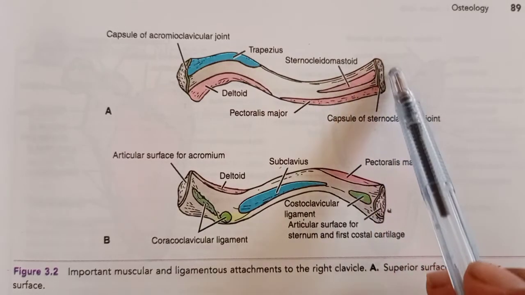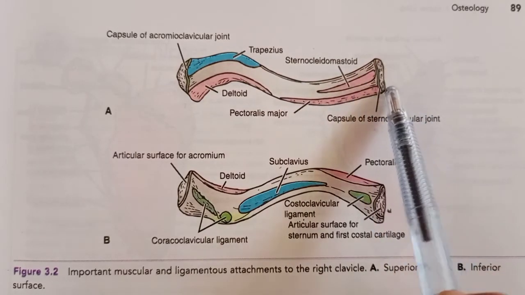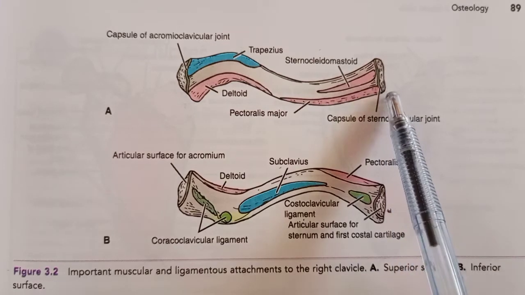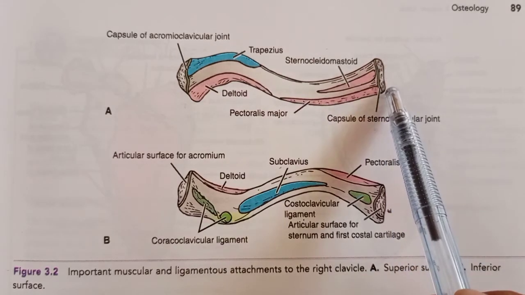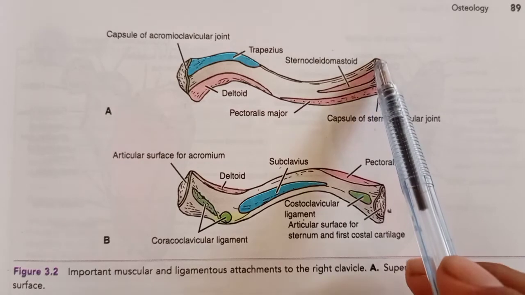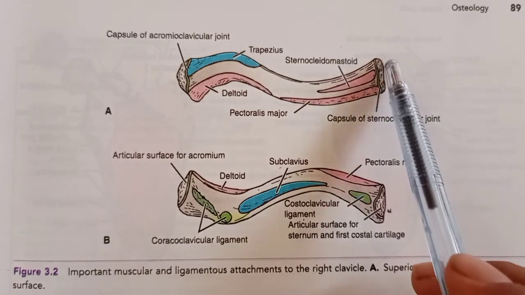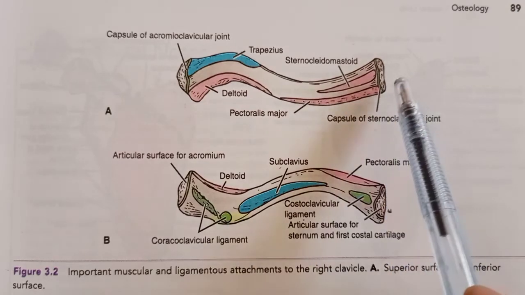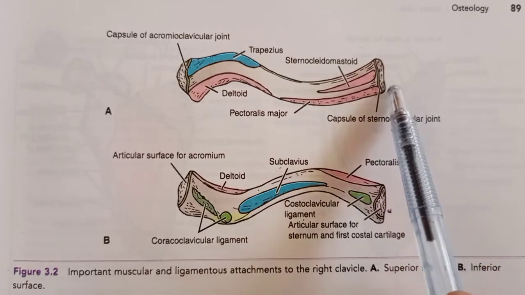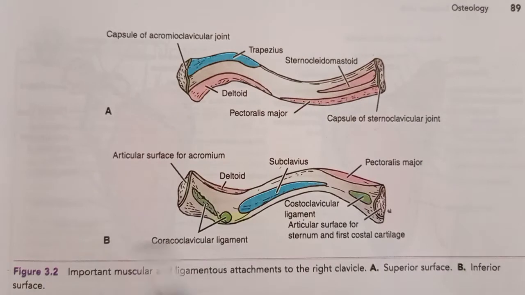This joint is a special type of synovial joint because it contains a disc, called an articular disc, between the cartilage of the clavicle and that of the sternum. There is an articular disc, so this is a special type of joint.